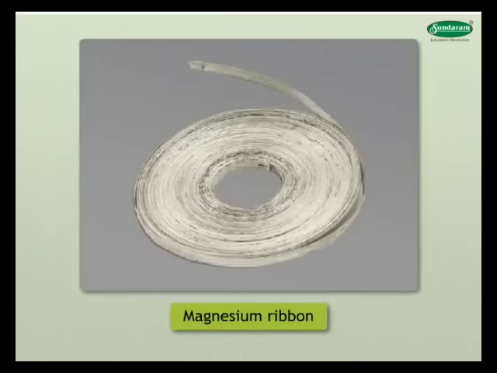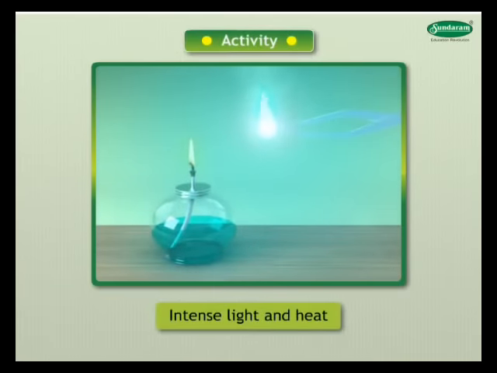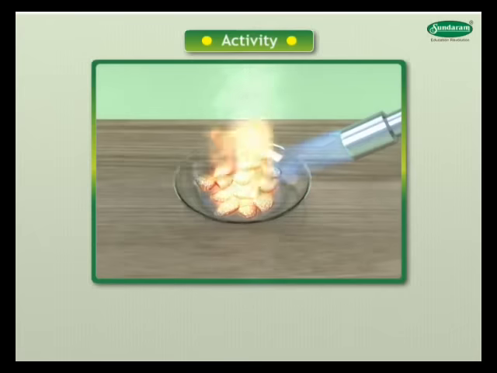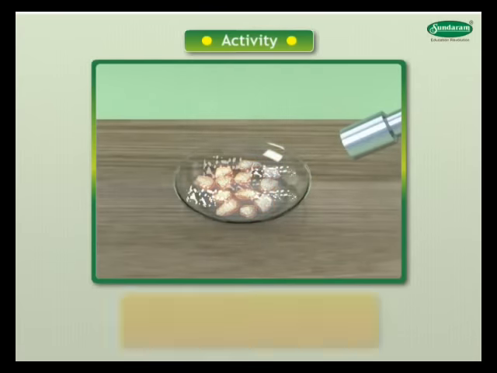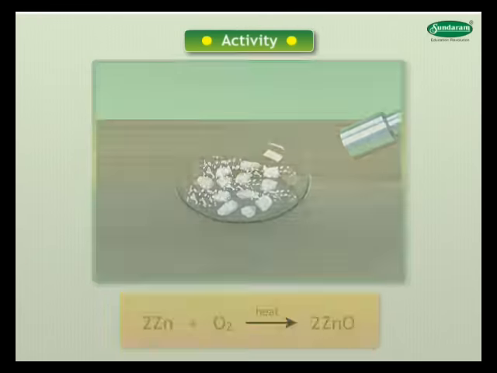Magnesium does not react with oxygen at room temperature, but on heating, magnesium burns in air with intense light and heat to form magnesium oxide. 2Mg plus O2 on heating gives 2MgO. Zinc burns in air only on strong heating to form zinc oxide. 2Zn plus O2 on heating gives 2ZnO.